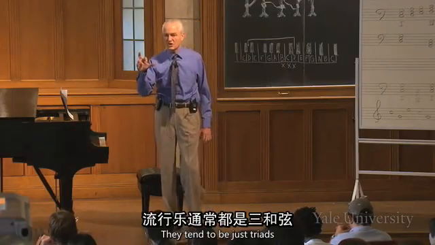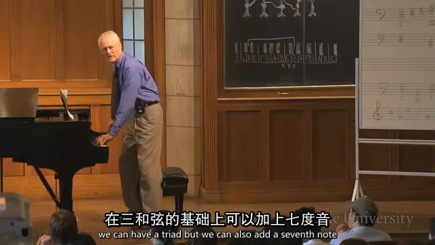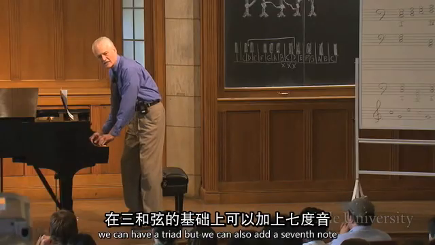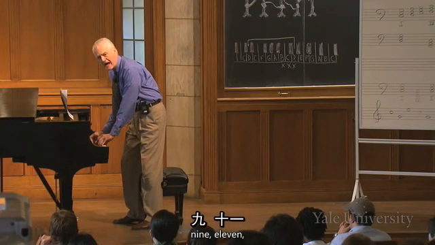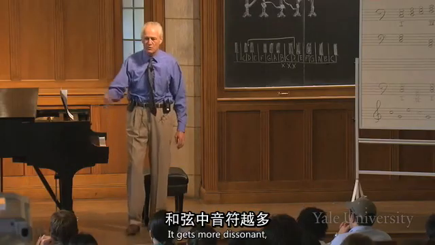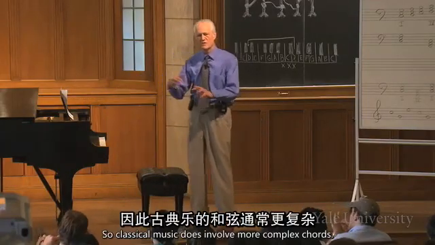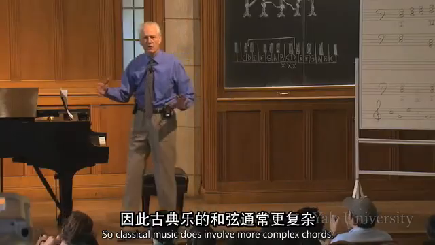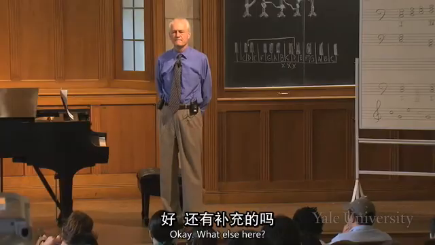They tend to be just triads, whereas in classical music, we could have a triad, but we could also add a seventh note. 1, 3, 5, 7, 9, 11. That kind of thing. It gets more dissonant the more notes that you add there. So classical music does involve more complex chords. Okay, what else? What else here?